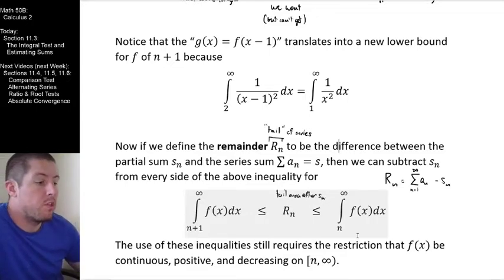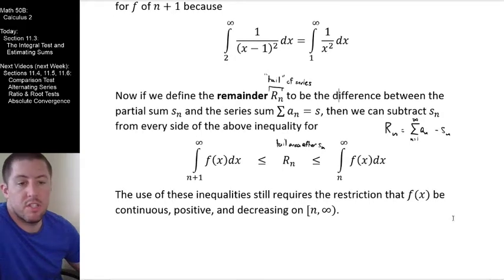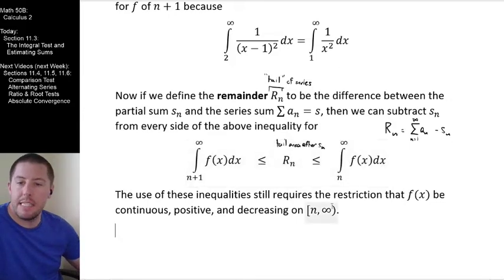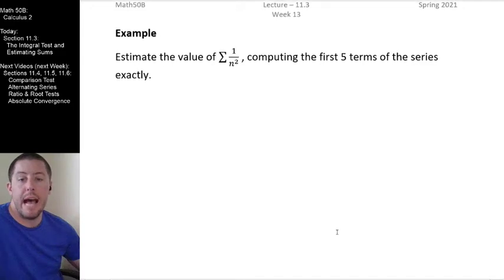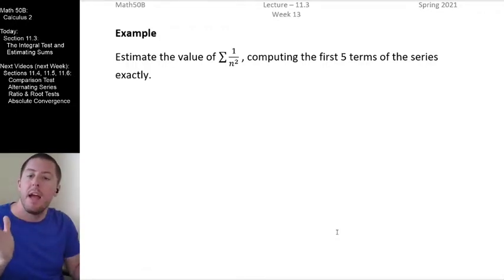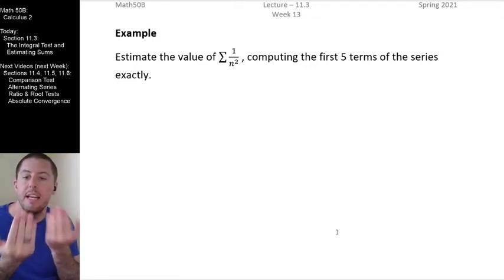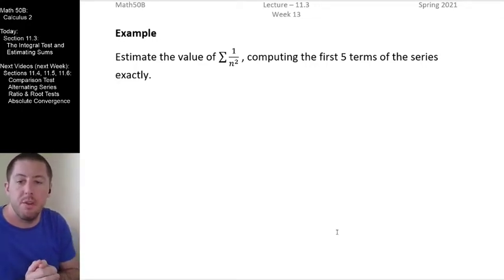Right. So the use of these inequalities still requires our restriction that f of x be continuous, positive, and decreasing on that subinterval. Notice that this subinterval is now from n off to infinity, because that's where our first integral starts right there. But given that, we can use this to bound the tail of any of our series of this form. So let's do this to estimate the value of the sum of 1 over n squared by computing the first 5 terms exactly and using integrals to bound the 6th term and beyond, and combining that information to get an interval in which we think the value of this series lives.